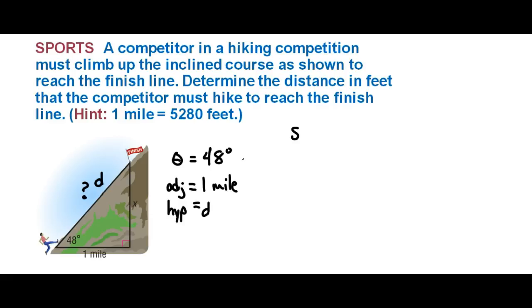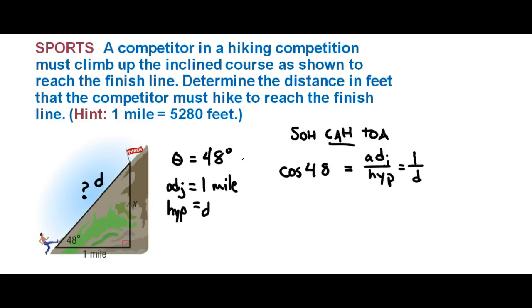So the function, remembering SOHCAHTOA, that relates the adjacent side to the hypotenuse is going to be cosine. So we have cosine of 48 degrees is equal to the adjacent side over the hypotenuse, which is 1 mile over d. So let's first multiply both sides by d. If I have cosine of 48 equals 1 over d, and I multiply this by d, it cancels out. Multiply this by d.